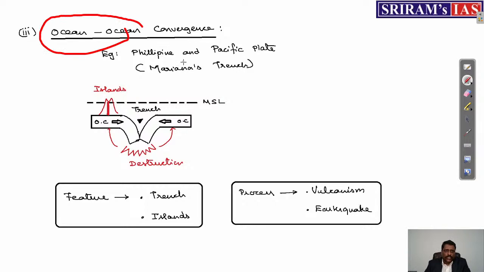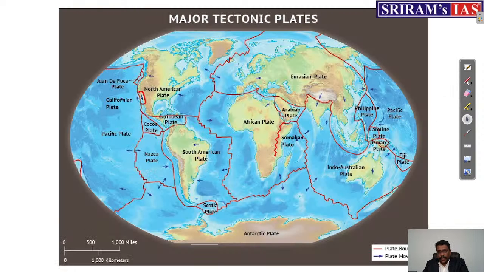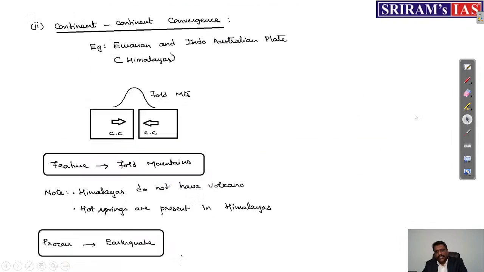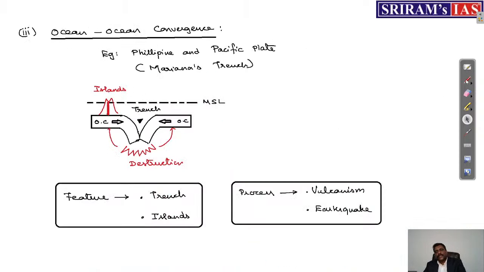Talking about ocean and ocean going for a convergence, the Philippine plate and Pacific plate are a classical example, right? I'll show you this Philippine and Pacific plate. They are going for a kind of convergence. Both are heavy oceanic crust. Since both are heavy oceanic crust, both together go for subduction. And here also we'll have the formation of a trench.